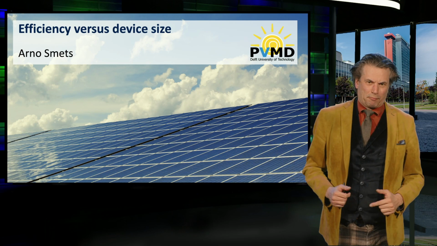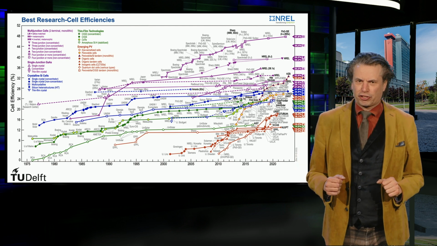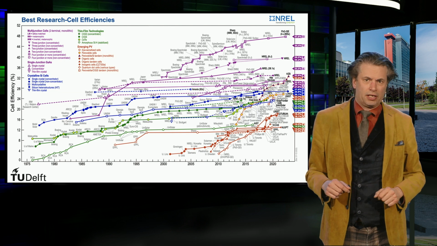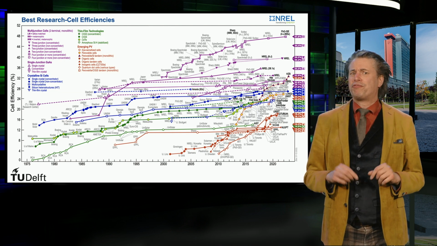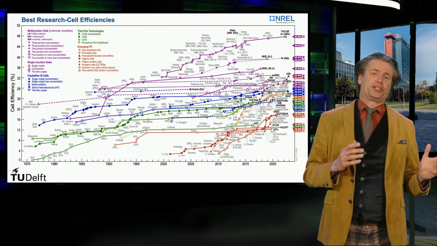Welcome back. In the previous video we discussed the record conversion efficiencies for the best performing solar cells of the various PV technologies. And here we touch on the weak point of the NREL efficiencies chart. It's basically comparing apples and oranges.